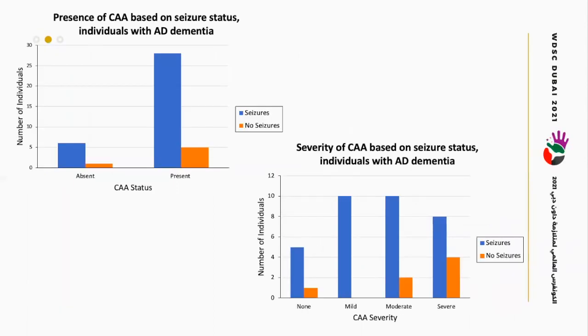So we decided to also do it with just the individuals with Alzheimer's disease. So that was our 40 individuals from before. And it just makes that difference very clear that of the people who had seizures, the vast majority of them had CAA present as opposed to absent, even though severity wasn't as conclusive.